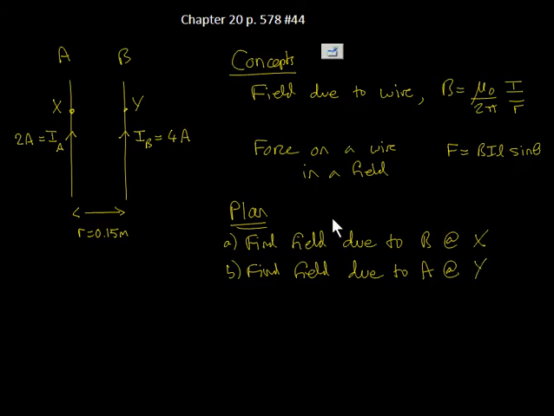And I can already say straight off, because the current in B is twice the current in A, but the distances are the same, the field at X due to B is going to be twice the field at Y due to A. Factor of 2, because of the factor of 2 in the current. Then I can use those two values for B, B_A and B_B, and plug them into here to find the force.